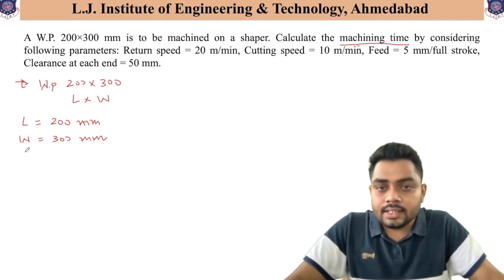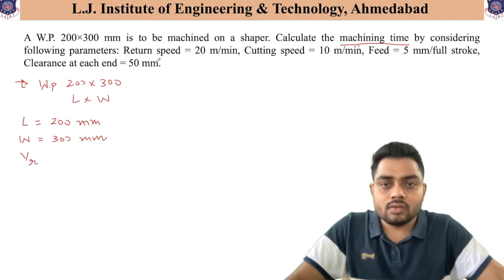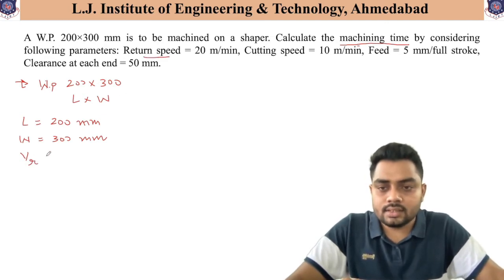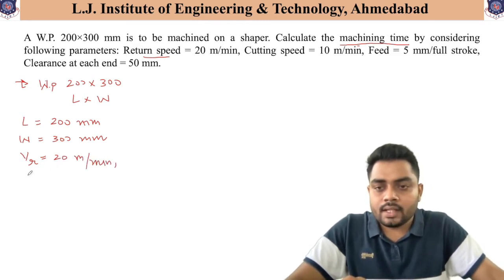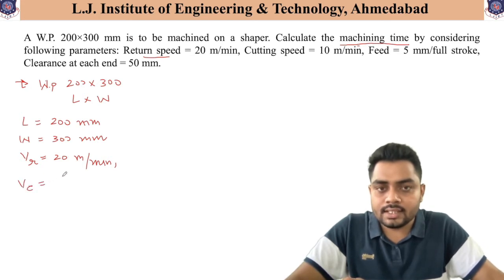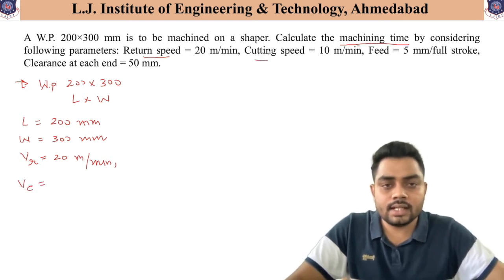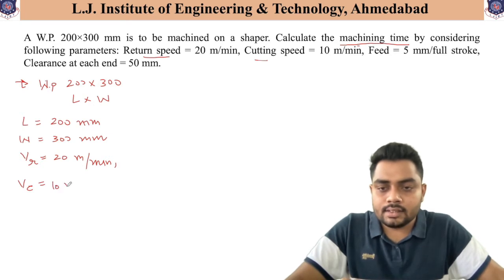Now another data given, that is the return speed is given over here, right? Return speed is 20 meter per minute, and the cutting speed is also given over here, that is 10 meter per minute, and the given feed is 5 mm per full stroke.